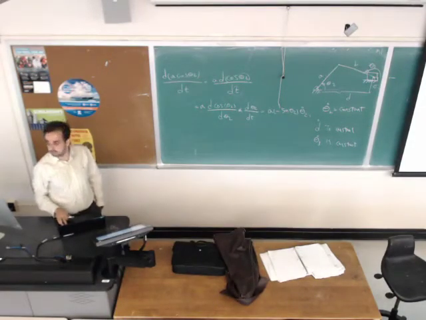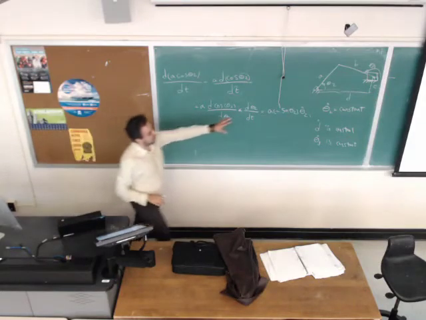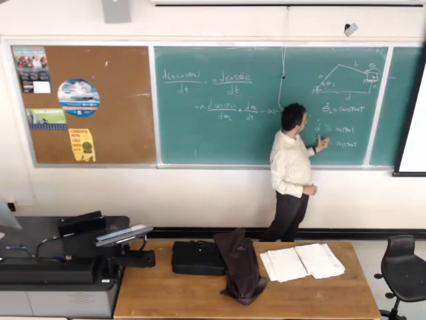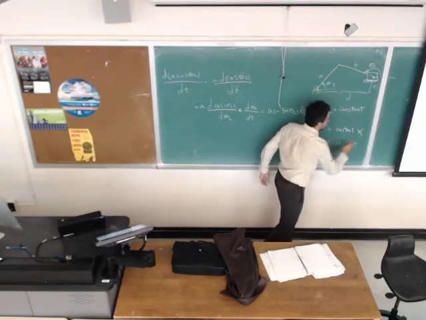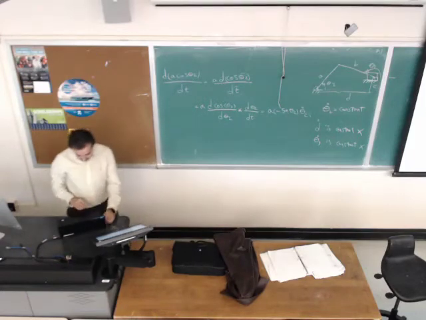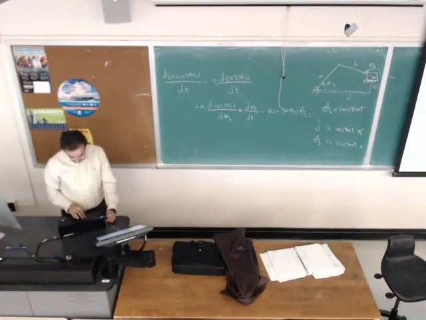Good. So it's running at the constant speed, but at different theta 2 we will get different d dot and different theta dot 3. All right, let me work on one simple example.